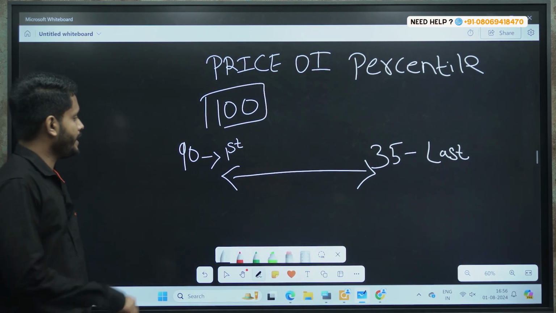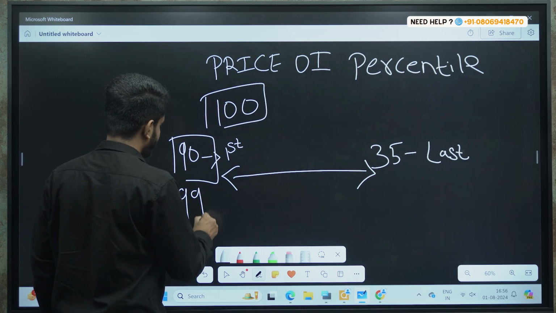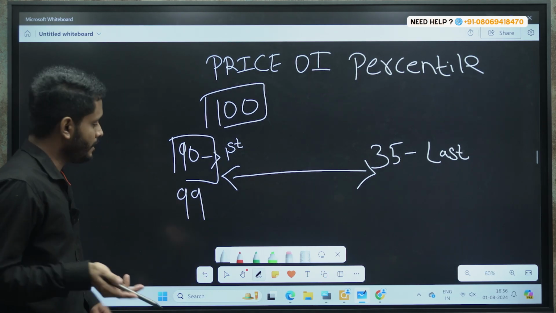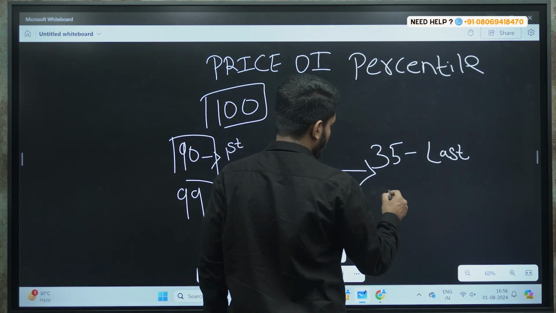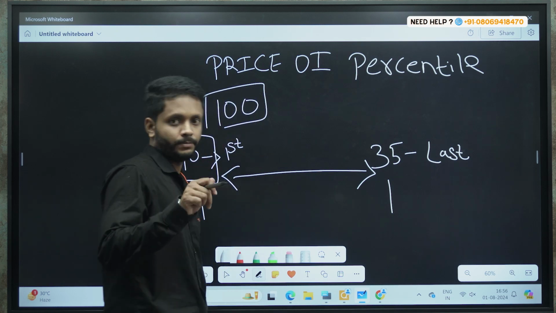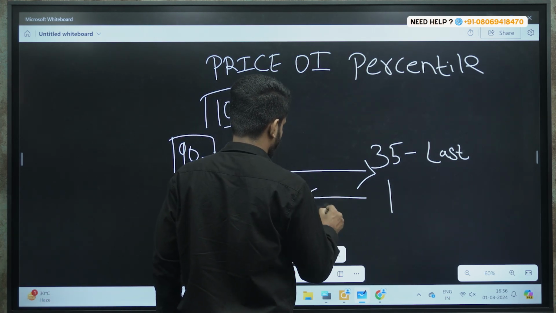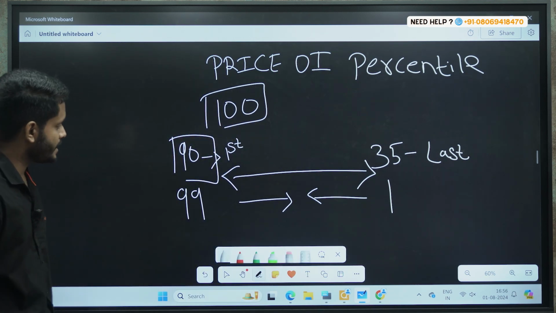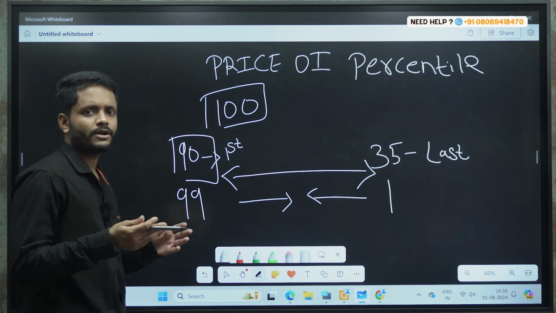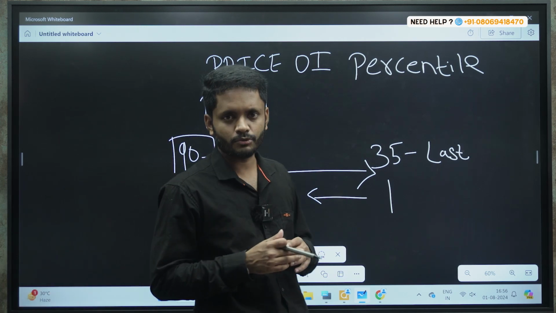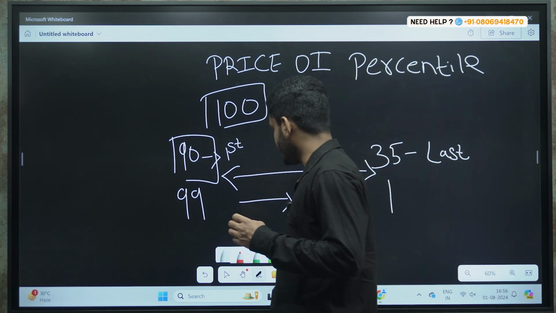When it comes to the first student, we will rank him as 99 percentile. The last one is the lowest, so we will give him 1 percentile. The rest will be ranked between these two. Say another student has scored 85, so he will get somewhere around 98 or 97 percentile, based on the calculation. I hope the percentile concept is clear to everyone.